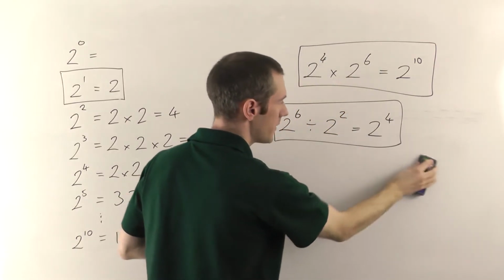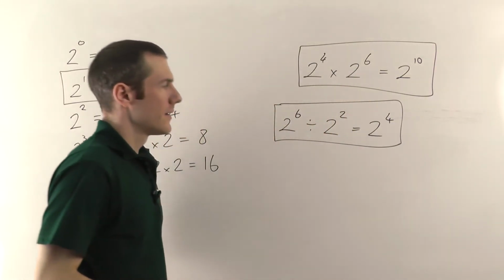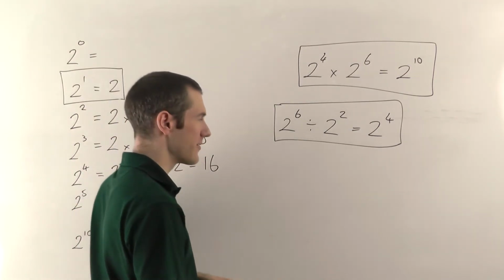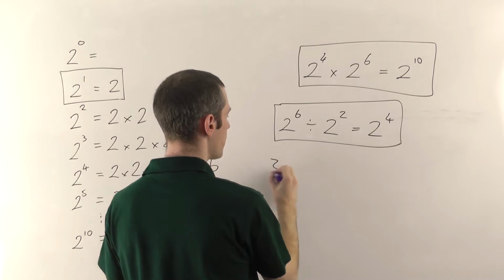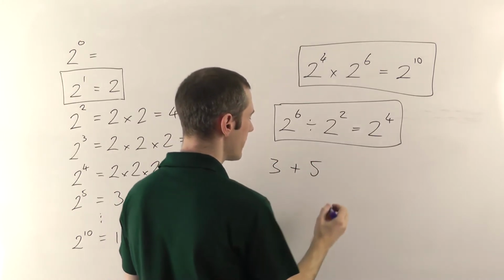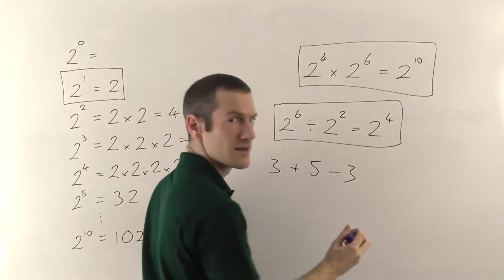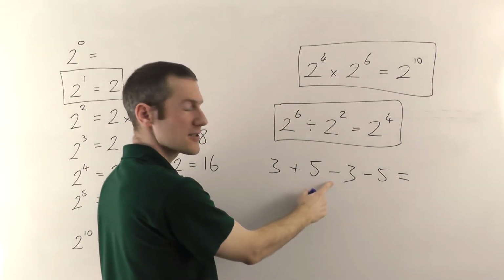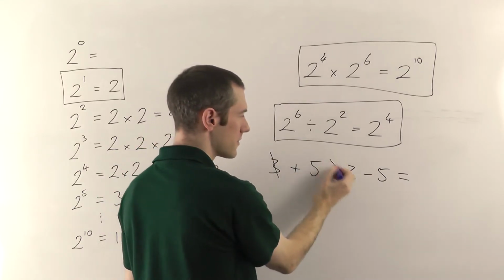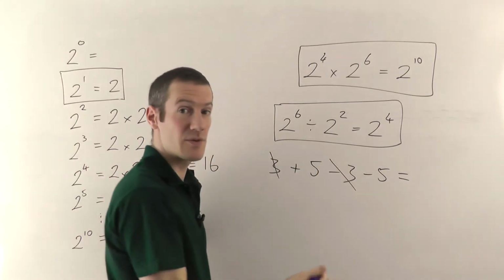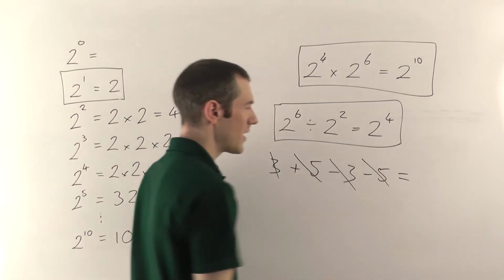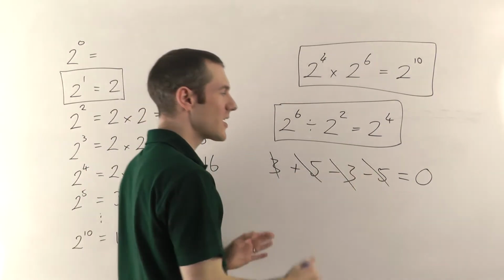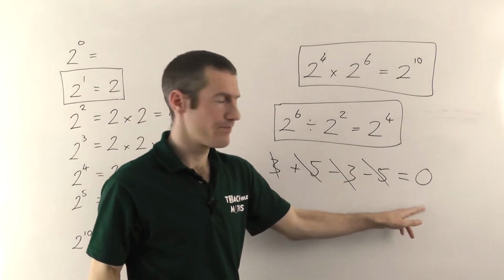Create a bit of space here. Now, when you're adding and subtracting, if everything cancels, you do get 0. So if you've got 3, and then you add 5, and then later on you subtract 3, and then later on you subtract 5, well, this 3 cancels with this minus 3. Yeah, that cancels. And the positive 5 here is going to cancel with the minus 5. So that cancels as well. So it's all cancelled. So you do end up with 0. When you're adding and subtracting, if everything cancels, you get 0.